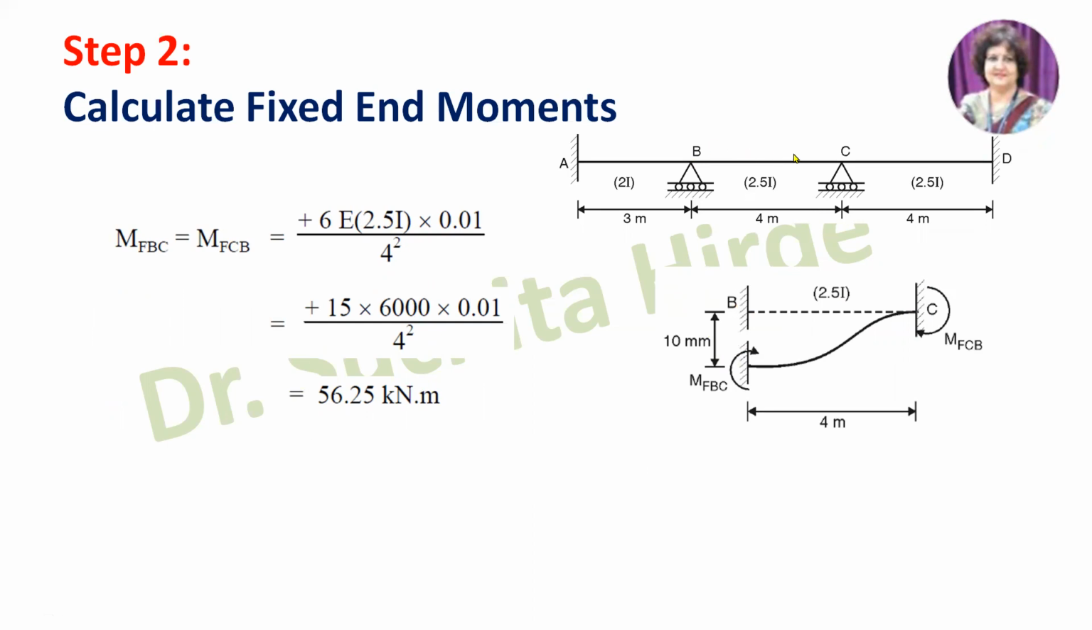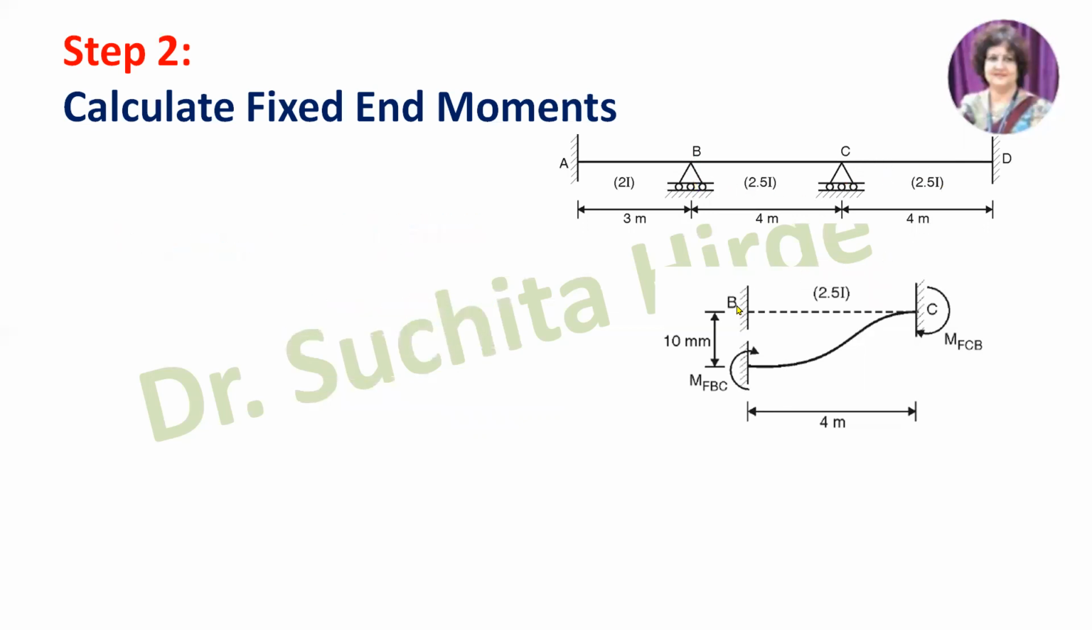If there is load, then you have to calculate the fixed end moment due to load and then add this moment to the moment due to sinking. Now on member CD, there is no effect because of this sinking. And since there is no load on member CD, the fixed end moments MFCD and MFDC are 0. So this is how we can calculate fixed end moment in case of sinking of support.